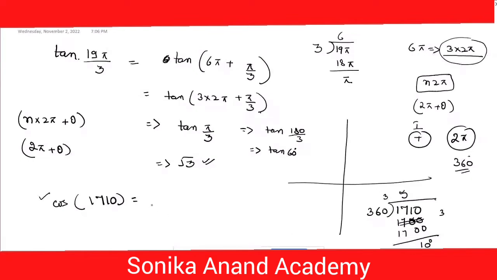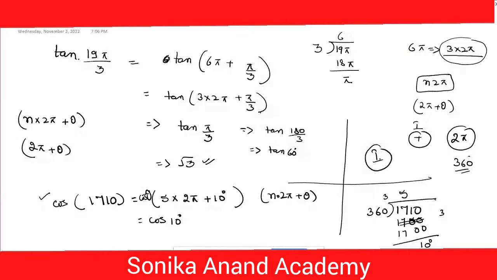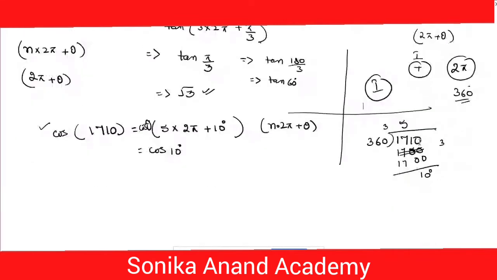That is 5 into 2 pi plus 10. So it becomes cos 10, because it again becomes the format n into 2 pi plus theta. It comes in the first quadrant. Do you understand or not? Now, cos 10. We don't know the value of cos 10. So what will we do?